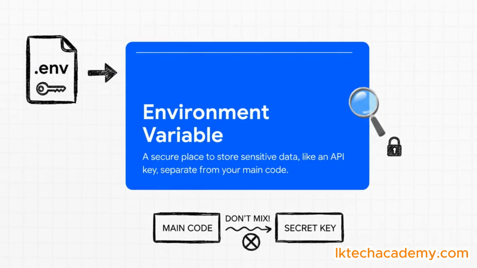So where is this safe place? We're going to use something called an environment variable, and we'll store it in a simple little file called a .env file. This keeps your secret key totally separate from your main code, which is a huge deal for security. You never ever want to just paste your key right into your script.